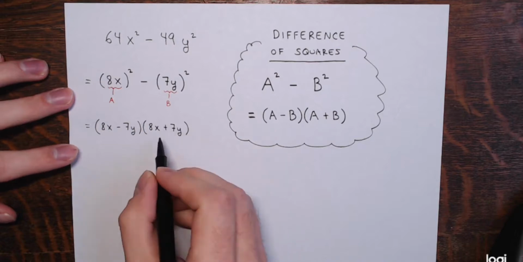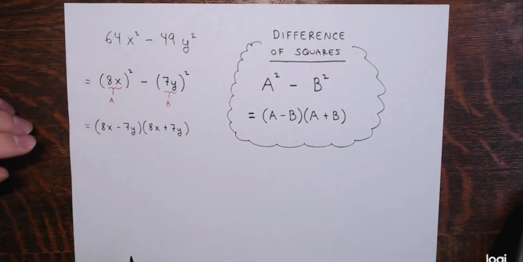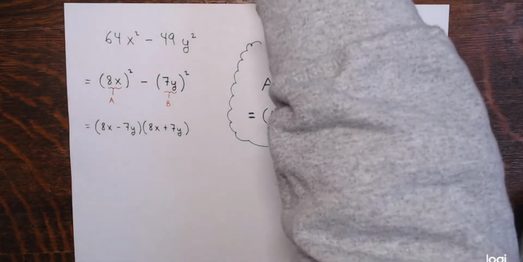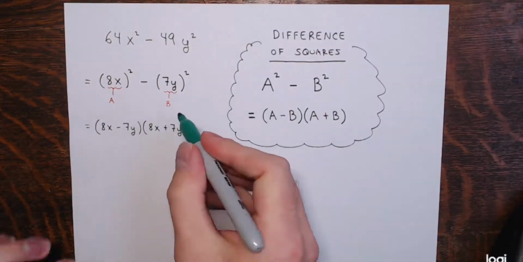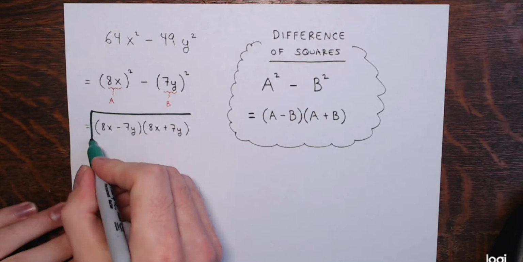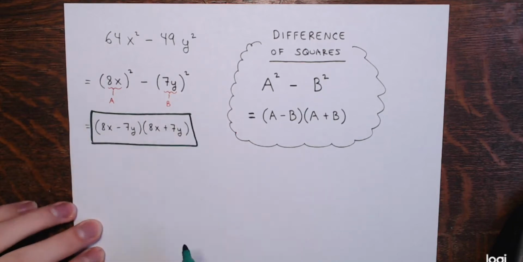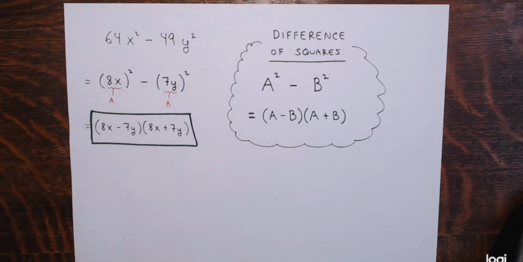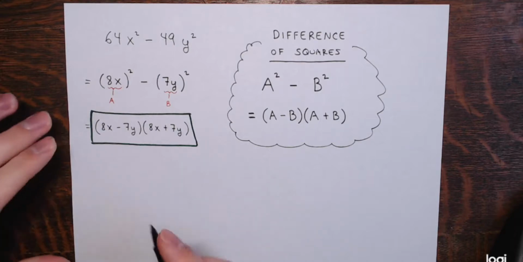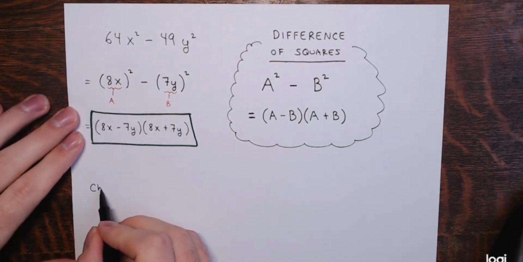And again, you can have these in either order. You can write 8x plus 7y times 8x minus 7y. And I'll put this in a little box because this is what they wanted us to do. Factor the expression. Now, you should always be checking your answers.